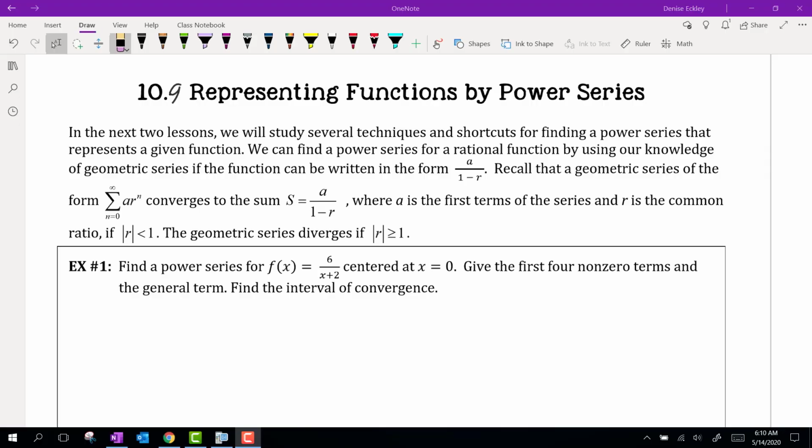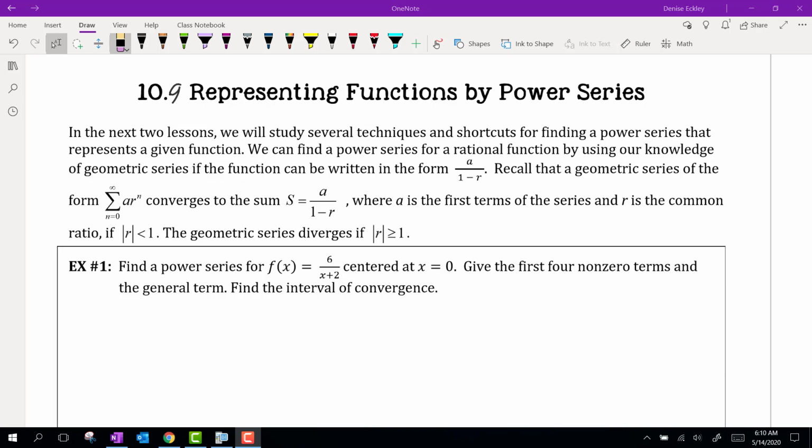This is part 1 of lesson 10.9, representing functions by power series. In our last section, we introduced the idea of power series and we connected it to our Taylor polynomials. And we looked at some common functions that we could represent as power series. Now recall, the reason we want to do that is because looking at the behavior of a polynomial that represents a more complicated function is a lot easier than actually looking at the function itself.